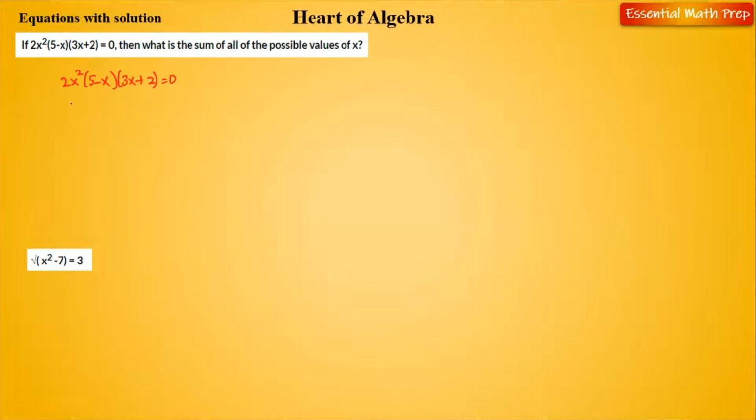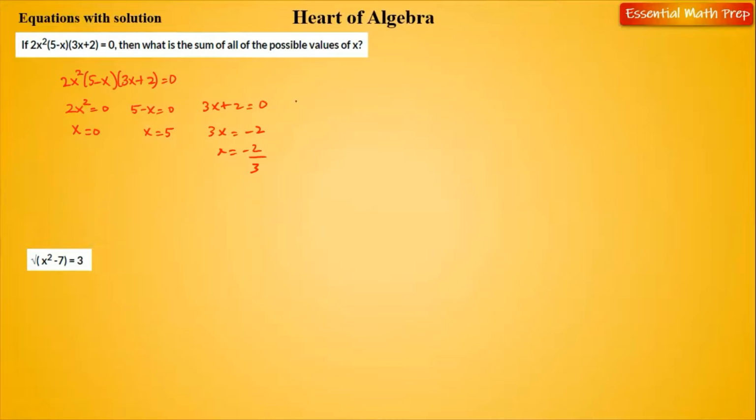Remember, we did this sort of problem in the videos on factoring. So if you're wondering, I suggest you go back to my videos on factoring, then you'll see we have done this sort of problem. So we know when you have this sort of expression, then you can equate each of these expressions to 0. When 2x squared equals 0, x equals 0. Simple. 5 minus x equals 0, x equals 5, right? 3x plus 2 equals 0, 3x equals negative 2, x equals negative 2 over 3.